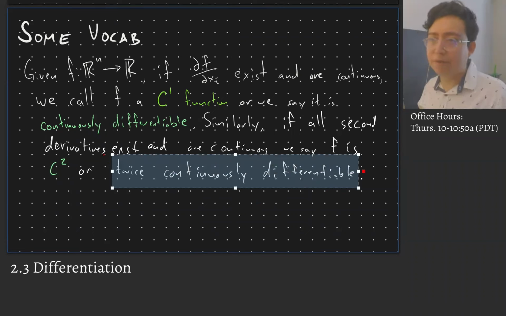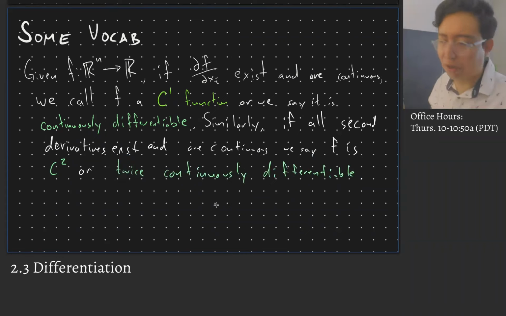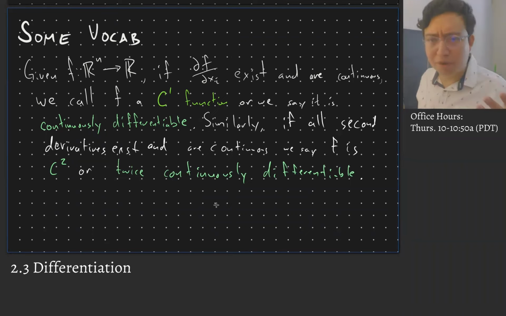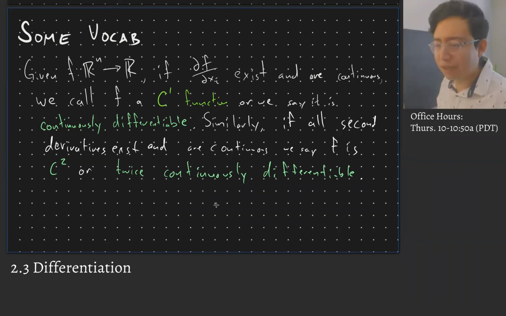Okay, so just a little bit of vocab. It comes up in the homework. This is more of a conceptual thing, so there's not really any problems I can do with this. But when it comes up on the homework, you might be like, "What does that mean? Why do they keep saying it's twice continuously differentiable, or C2? What does all that mean?"